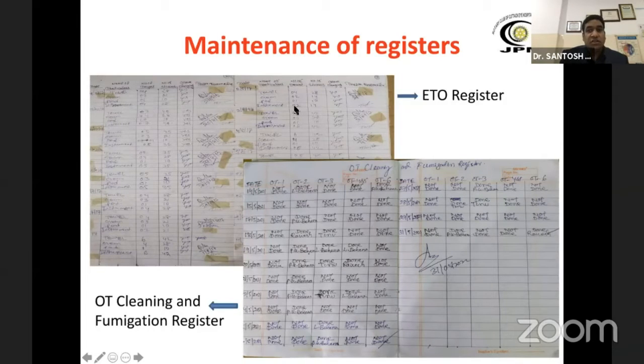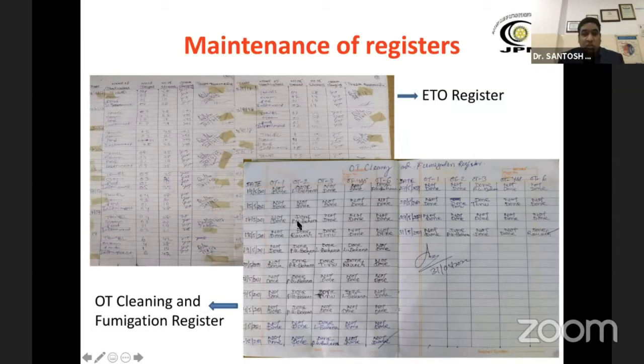This is the ETO register, where each thing is mentioned: the person who has packed it, the items packed, the verification tag which is put after the instruments come out, and the sign of the person who has verified it. Like that, this is another register, the OT cleaning and fumigation register. You can see the date is mentioned, 14th May 2021. We have 6 OTs, OT 1, 2, 3, 4, 5, 6 is mentioned.